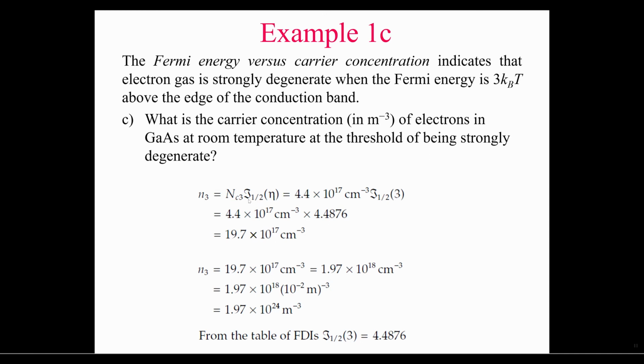So this one, you can find from the table calculation here, you get this NC3 4.4 times 10 to the power 17, and then you multiply with this value, you get your answer. And for here, N3 19.7, what I'm trying to do is change the unit. Okay, then from the table you get this 4.48. But how do you get this 4.4 times 10 to the power 17?